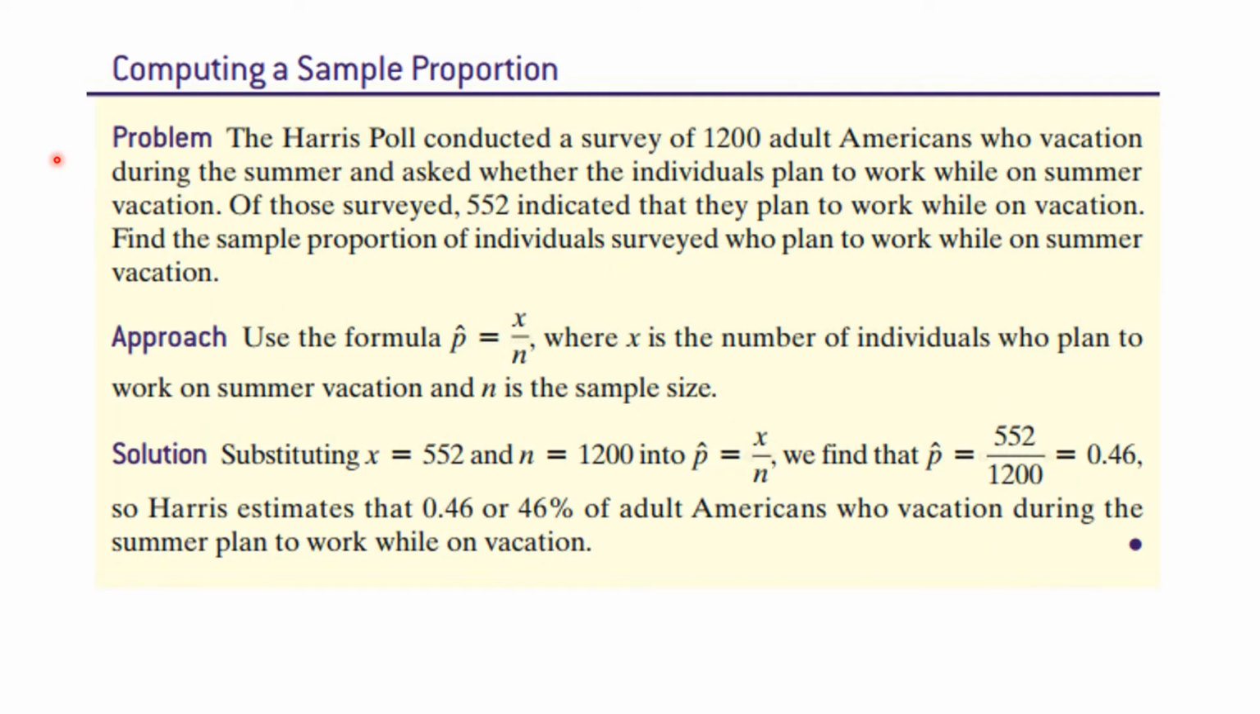Let's look at an example. The Harris Poll conducted a survey of 1,200 adult Americans who vacation during the summer and asked if they plan to work while they're on vacation. Of those surveyed, 552 indicated they plan to work.